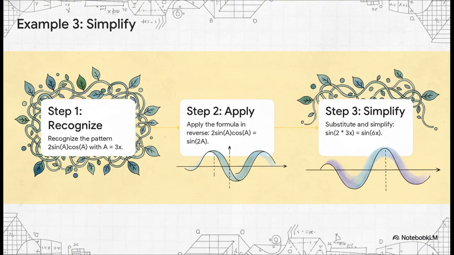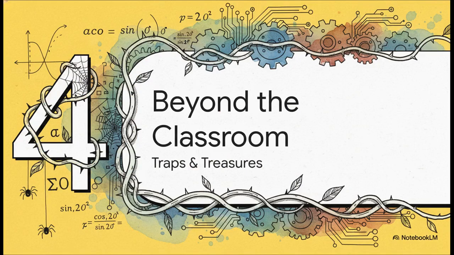Now don't forget, these formulas aren't just for solving, they're also amazing for simplifying things. The real key here is training your eyes to spot the pattern. Look at this expression, 2 sine 3x cosine 3x. That should look familiar. It perfectly matches the right side of our sine formula, right? Only in this case, our angle A is 3x. So we can just apply the formula in reverse, collapse that whole thing down to the much simpler left side, and what do we get? Sine of 6x. So much cleaner.